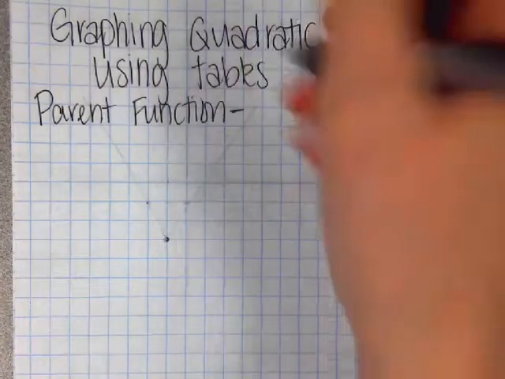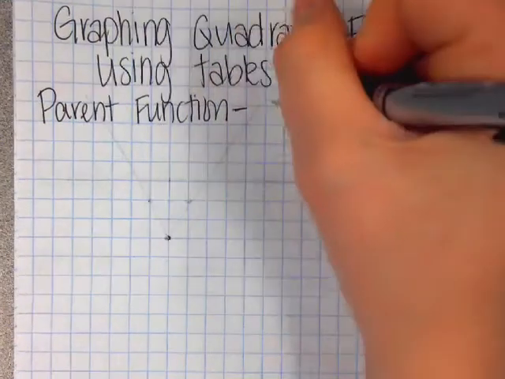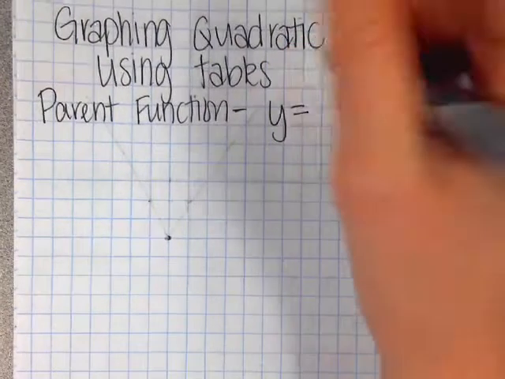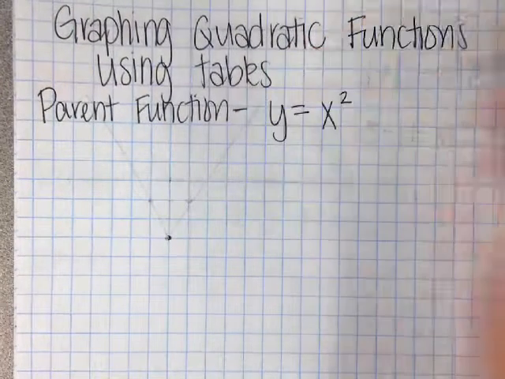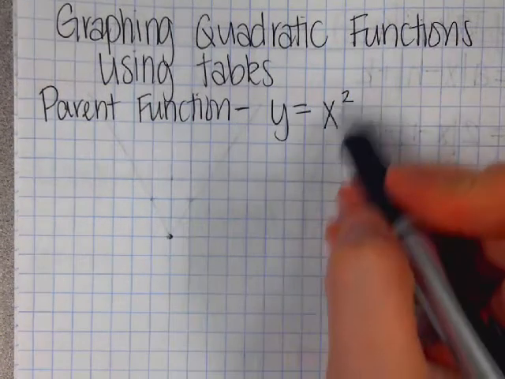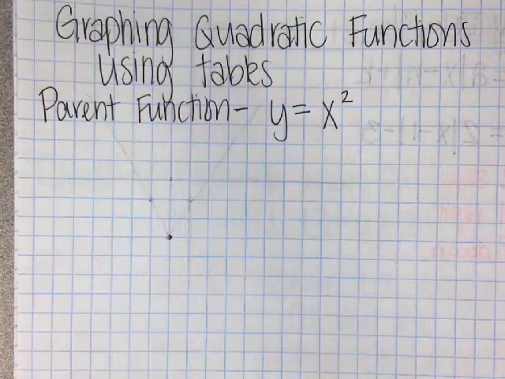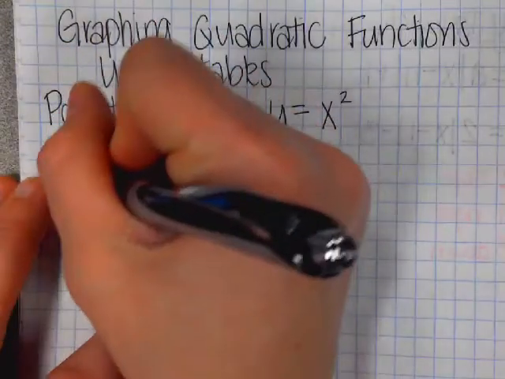So the parent function of quadratic, remember parent function just means the simplest form, would be y equals x squared. So if you have y equals x squared, that's the simplest form. There's nothing else happening to x. So we're going to do that one first just so that we can see the parent function.